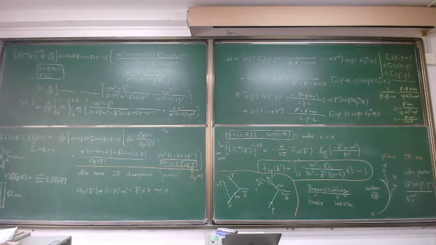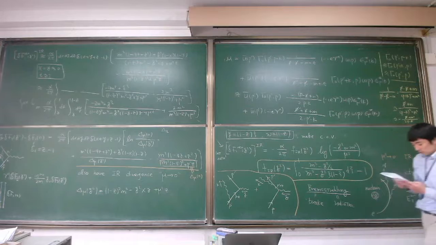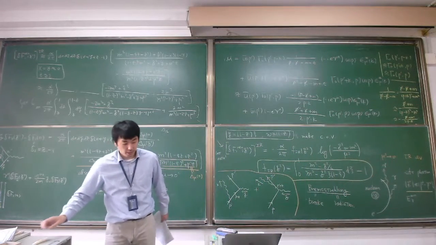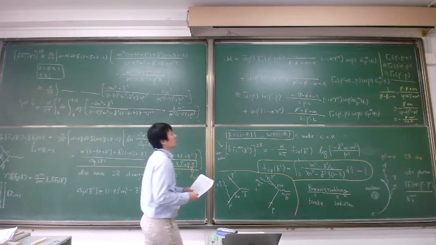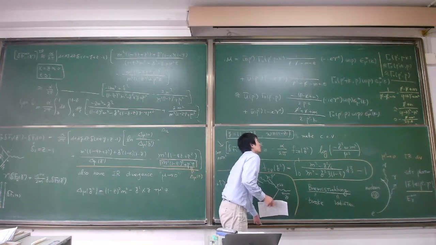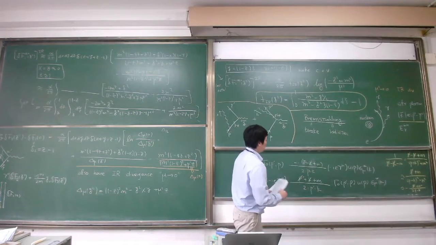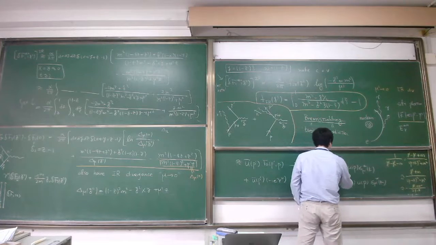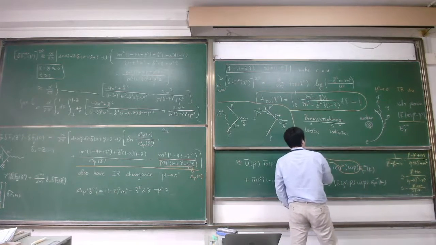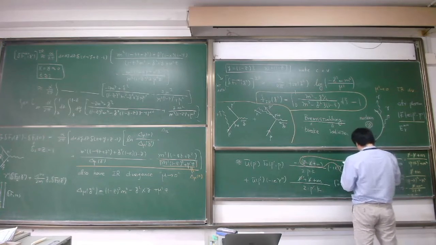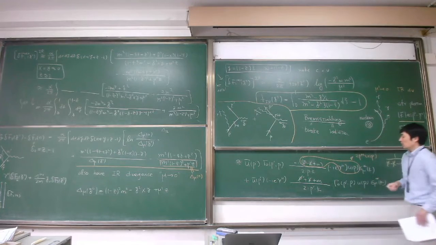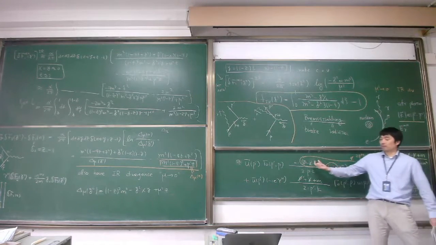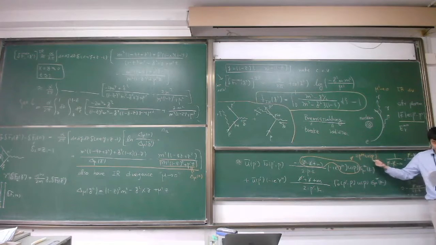Now we need to use the equation of motion. So here we apply the equation of motion. So here p slash, this part is indeed equal to 2p mu u of p. So you just apply Clifford algebra to get this one. Okay.